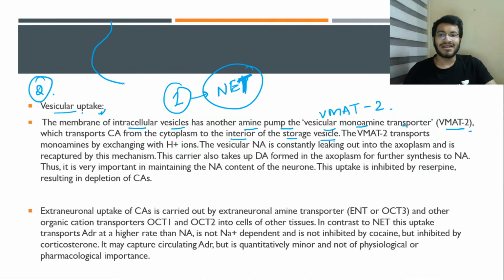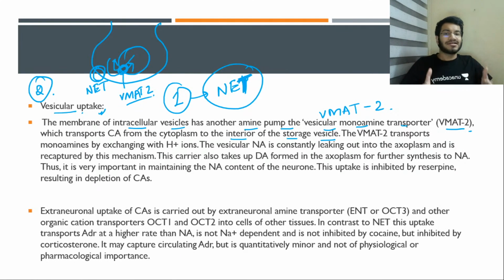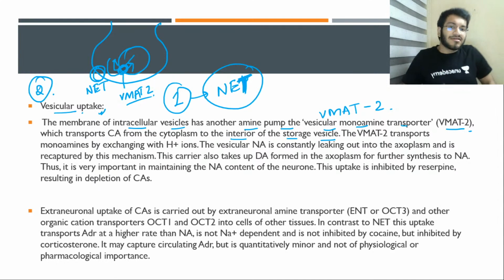So the first one, what was it, was NET here, but this is present on the vesicle. VMAT2 is present on the vesicle. That is letting the exchange of the neurotransmitter from the cytoplasm to the vesicle or from vesicle to the cytoplasm. So the membrane of the intracellular vesicle has another amine pump, that is VMAT2, which transports the catecholamine from cytoplasm to the interior of the vesicle, right? It is not like NET.